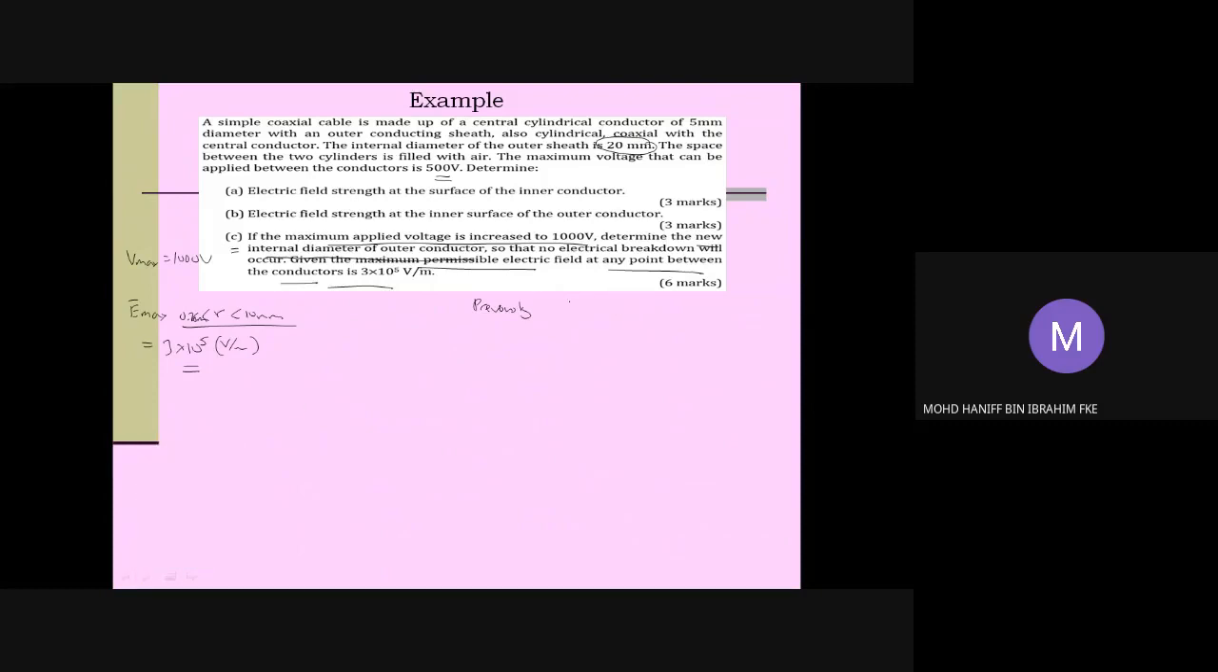So D internal, D is known to be the diameter. It's given to be 20 millimeter. You need to find what should be the new D internal, so that when we have a maximum applied voltage of 1000 volt, there should be no electrical breakdown in this particular coaxial cable. So this is basically a question related to design. It's a very good question.